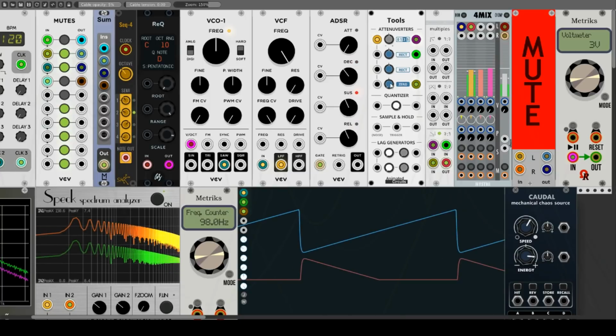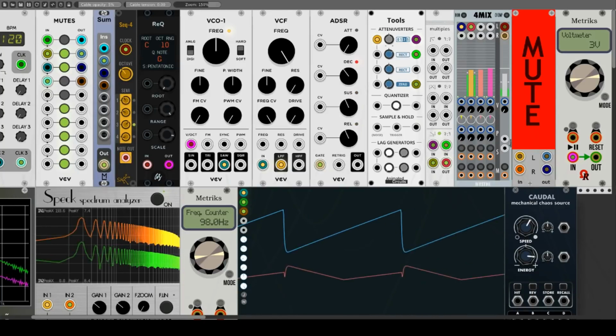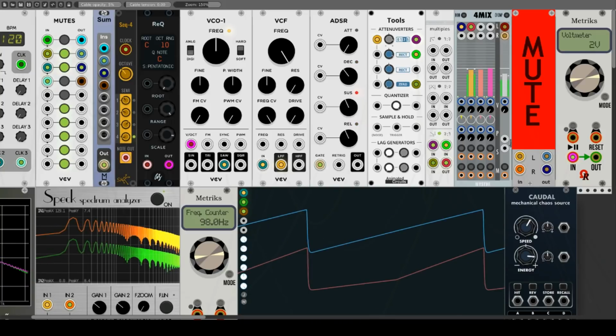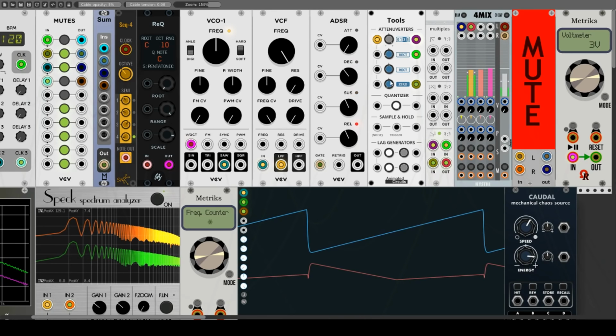Tools is a very interesting module, especially if the different areas are connected in series. But it drastically reduces its range of application because not a single parameter can be controlled by CV. That's too bad.